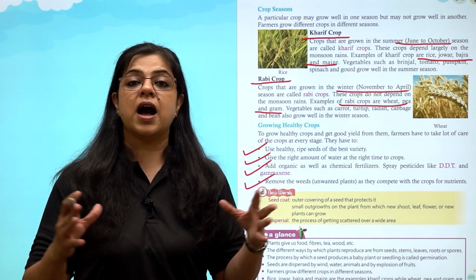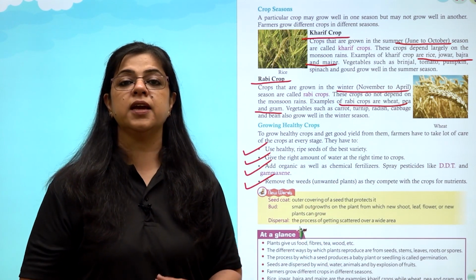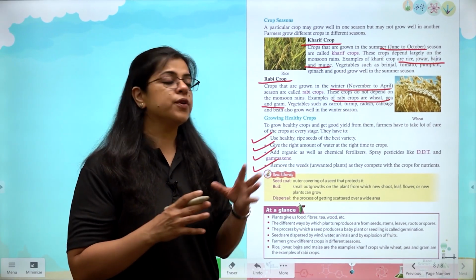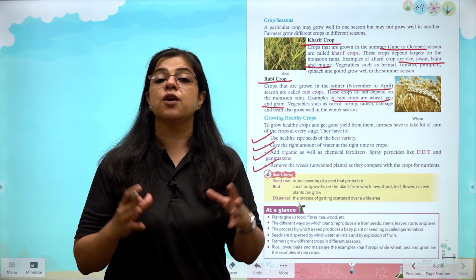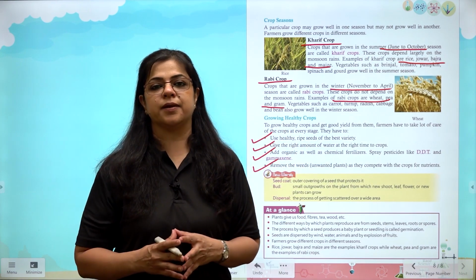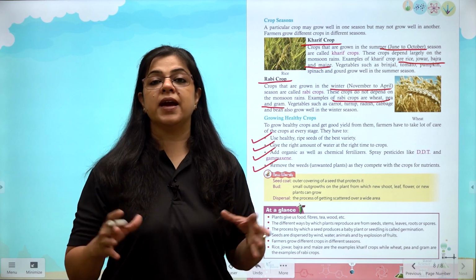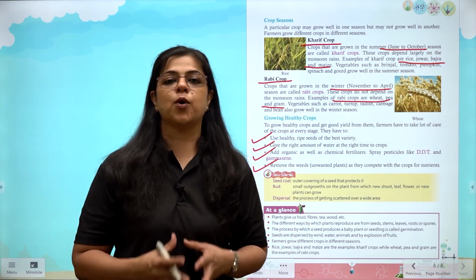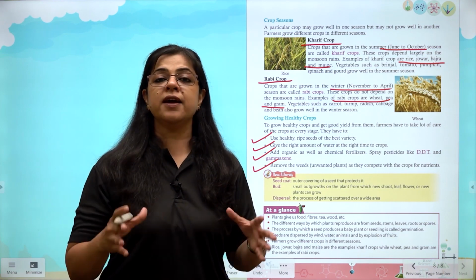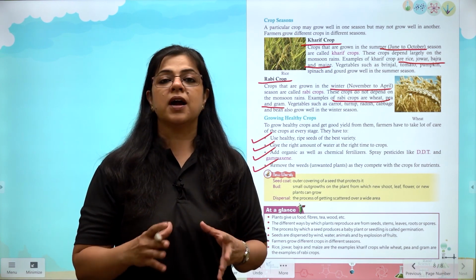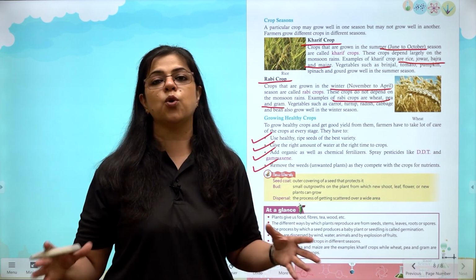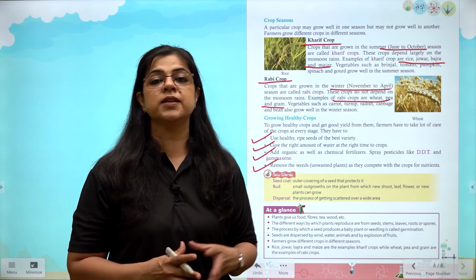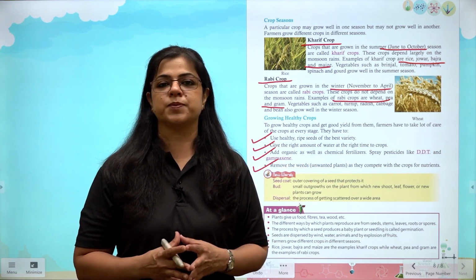This is because if weeds keep growing, then the share of nutrients meant for the plants will be taken by the weeds. So in this chapter we have learned how plants reproduce by seeds, different body parts and spores. We have learned about agriculture, Kharif and Rabi crops, and we have also learned the ways in which we can grow healthy crops. Thank you.